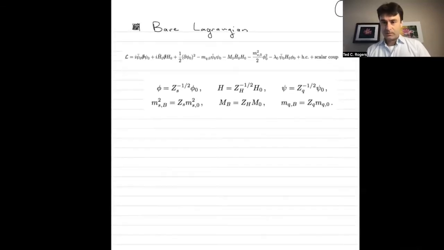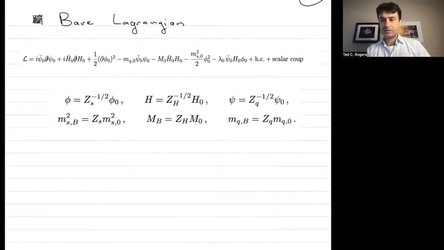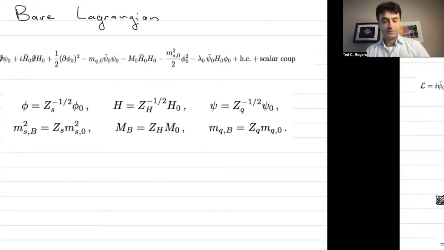Again, this is a toy field theory. It doesn't exist in nature, but it's got many of the properties we like to discuss. Renormalizability. This is a renormalizable theory. And it kind of mimics many of the properties that we do want to have in a physical theory. It's got particles with spin, which is nice.